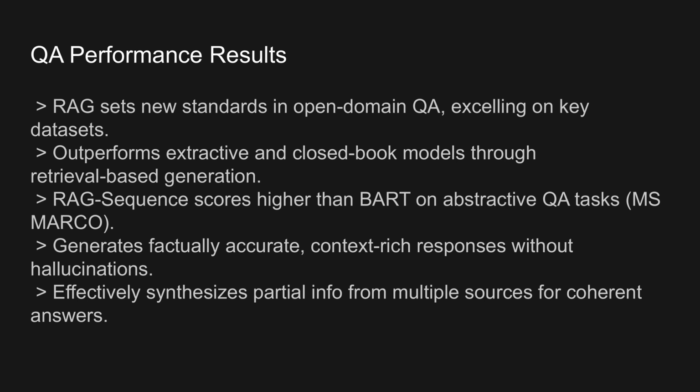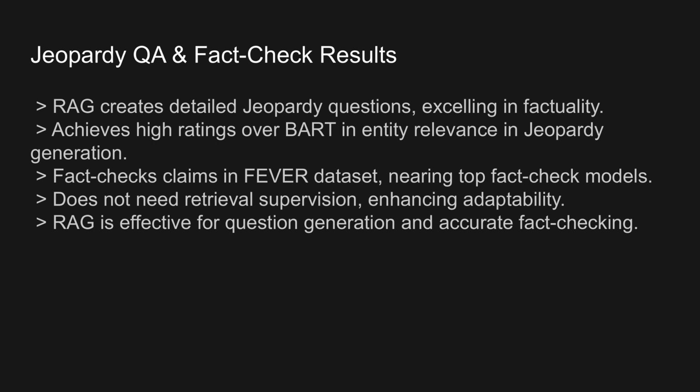All right, let's shift our focus to RAG's performance in generating Jeopardy-style questions and verifying factual claims. These two tasks highlight how well RAG can handle both complex question generation and classification-based verification. Starting with Jeopardy question generation, this task challenges RAG to create questions based on provided answer entities. For instance, given an answer like the Divine Comedy, RAG needs to generate a question that uniquely points to this answer, such as, this 14th century work by Dante is divided into 3 parts: Inferno, Purgatorio, and Paradiso.